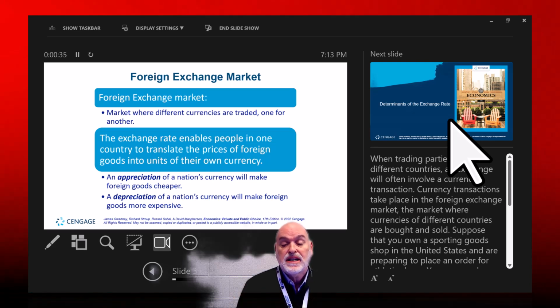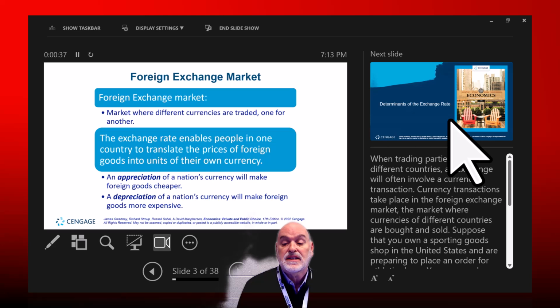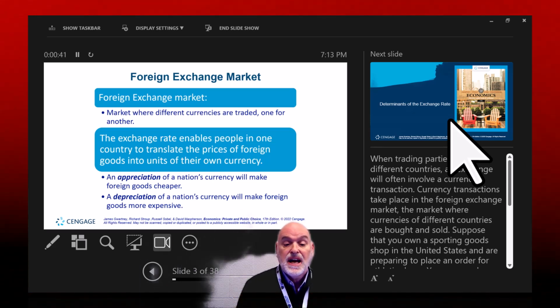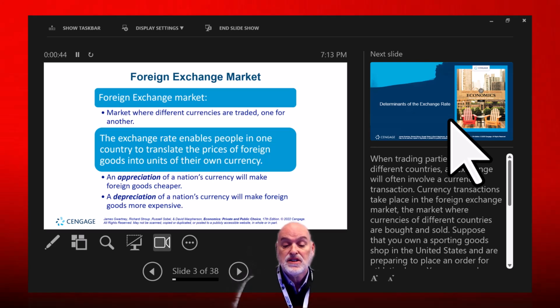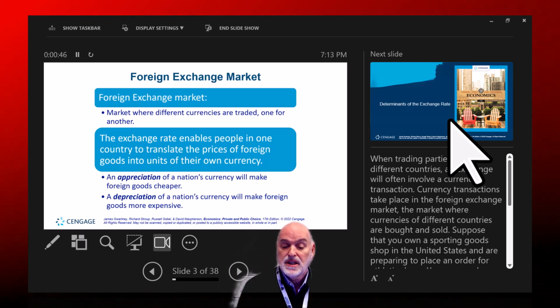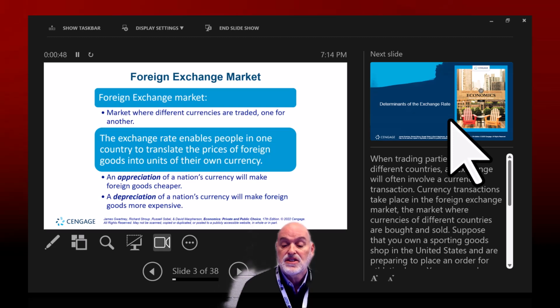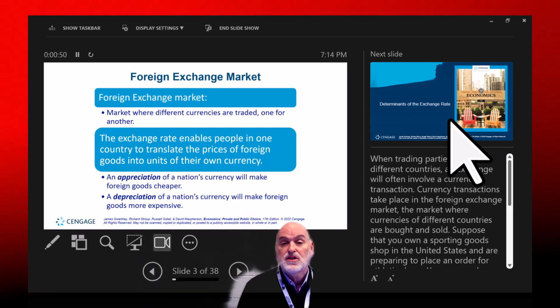The exchange rate enables people in one country to translate the prices of foreign goods into units of their own currency. An appreciation of a nation's currency will make foreign goods cheaper. A depreciation of a nation's currency will make foreign goods more expensive.